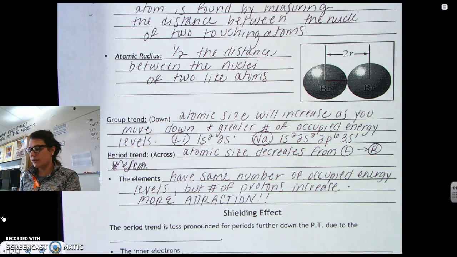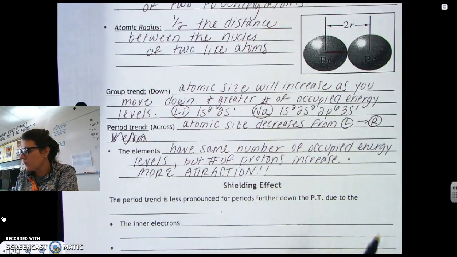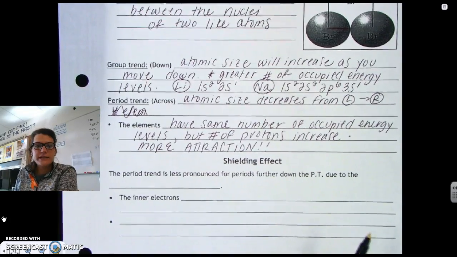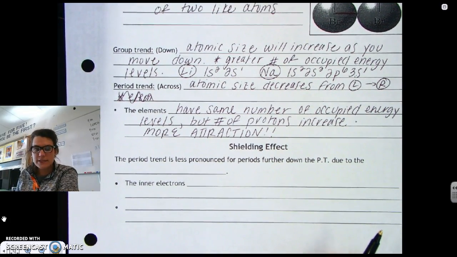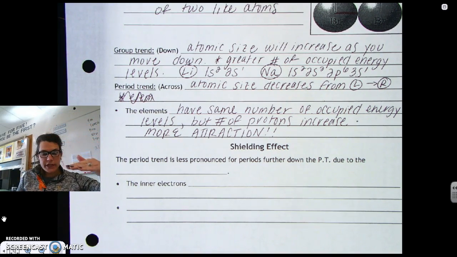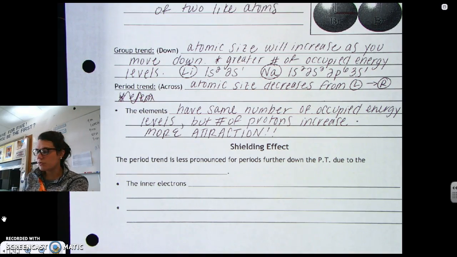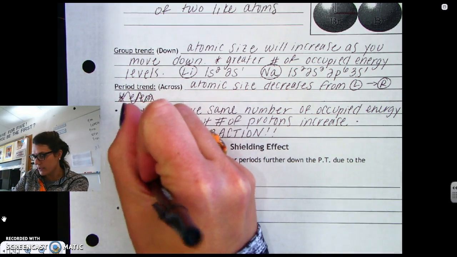That's the period trend. We'll talk a little bit more about that in class because I have a little trick to help you remember that. Okay, last thing that I need to talk about with size is this thing called the shielding effect. As you move down periods, so from period 1 to period 7, the trend for size getting smaller across the period is going to be less pronounced, and this is due to the shielding effect.